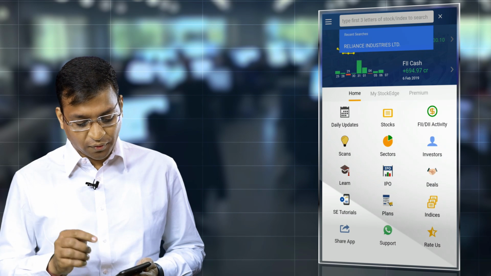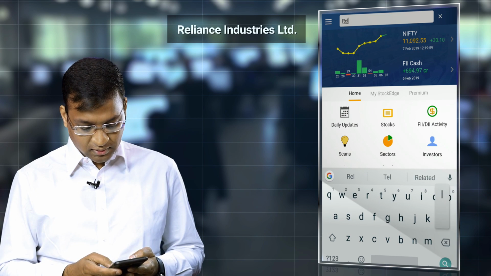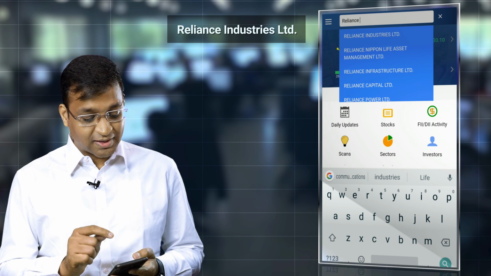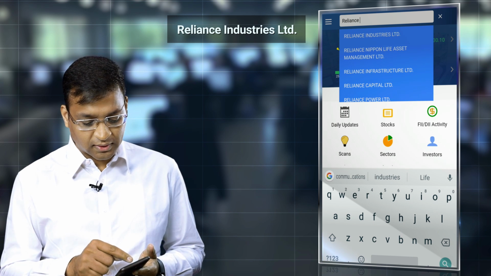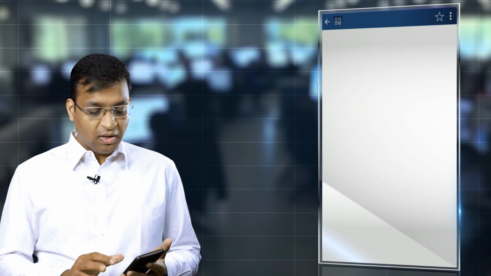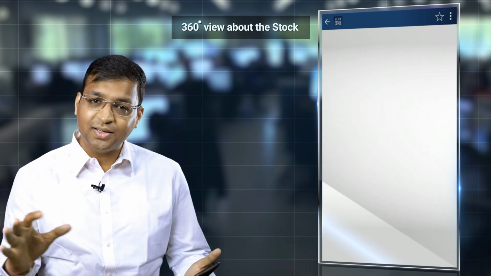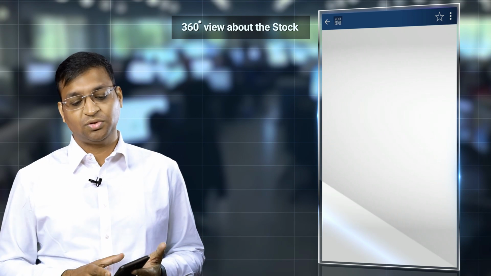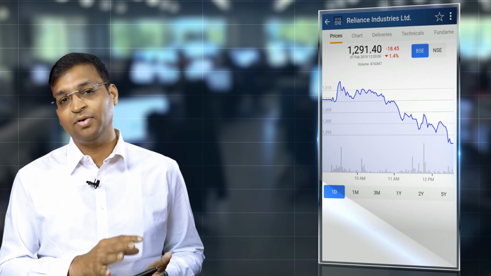Now let us search for any stock. Say I search for the stock called Reliance. When I type Reliance, I can see there are various options available with the name of Reliance. I select Reliance Industries. Now this section of StockEdge is actually a 360-degree view about the stock. Everything you probably would like to know about the stock is available here.